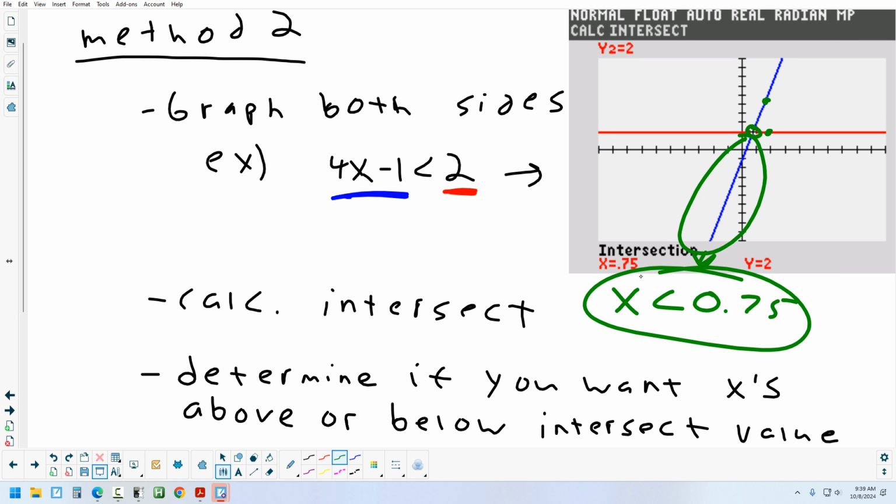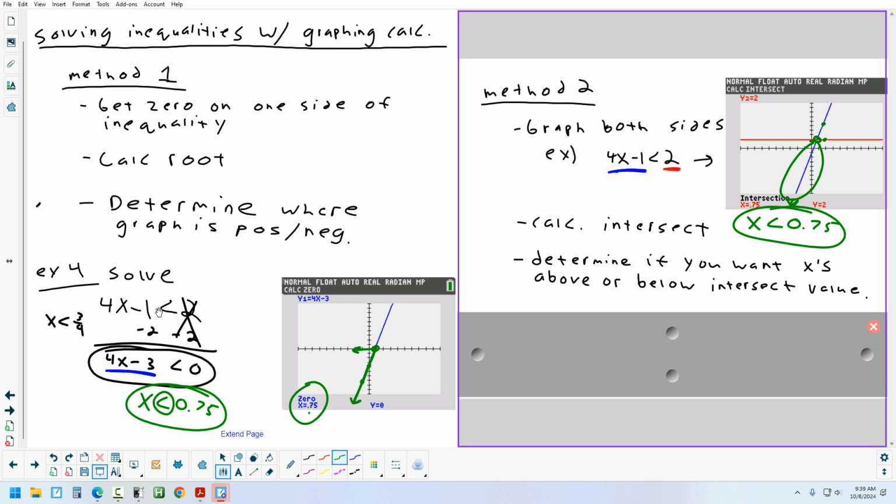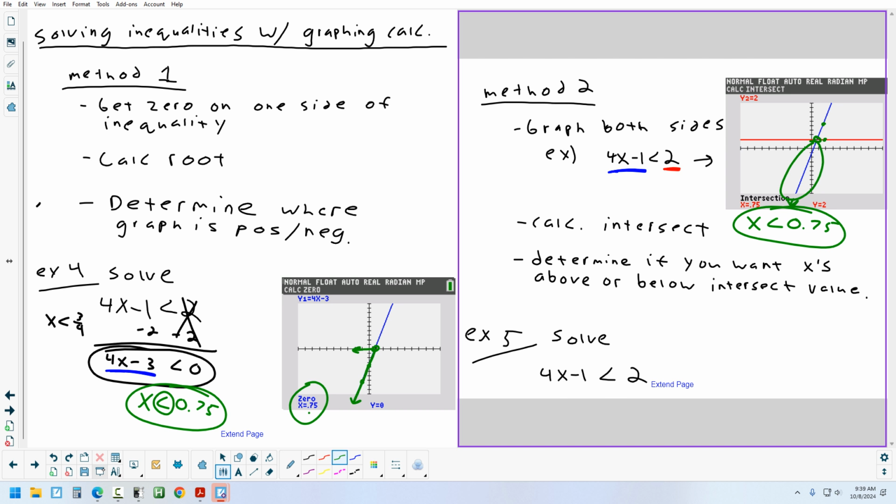Okay, so there's 2 different ways you can solve inequalities. It doesn't matter which way you do it. Do whichever way you think is easier. Okay, so any questions on either method 1 or method 2? Okay, so example 5, I already did it. That was just solving it graphically again.